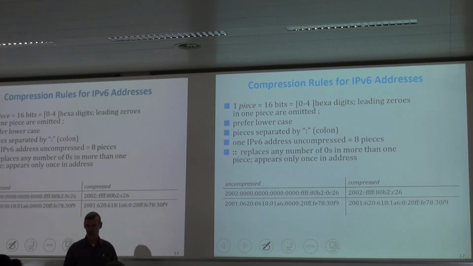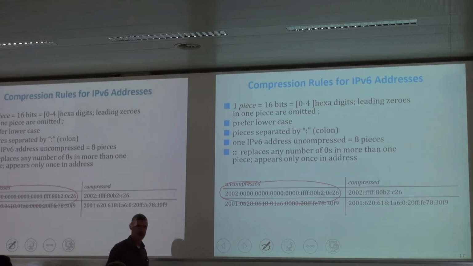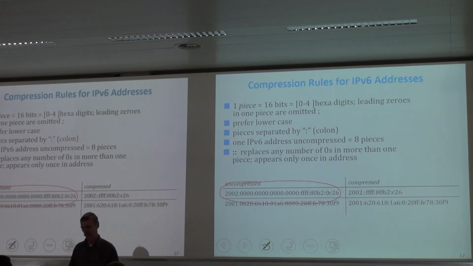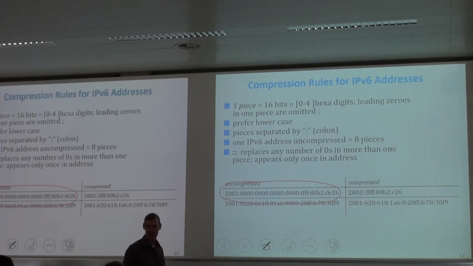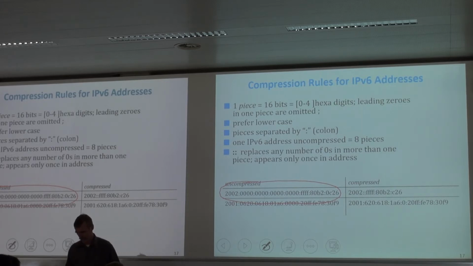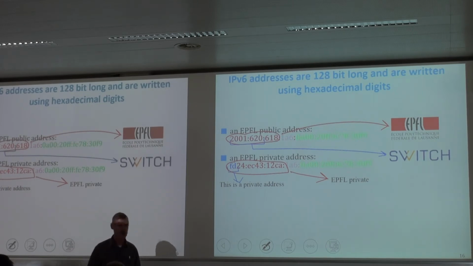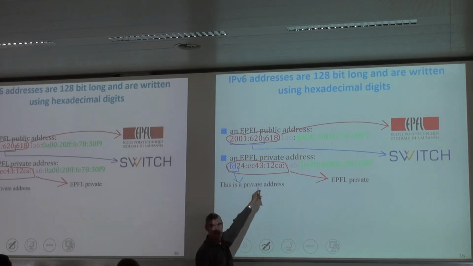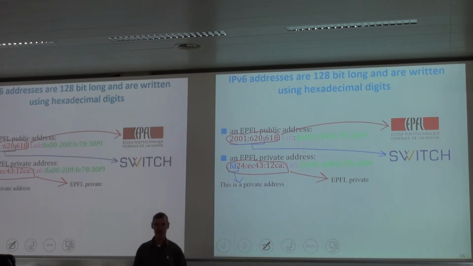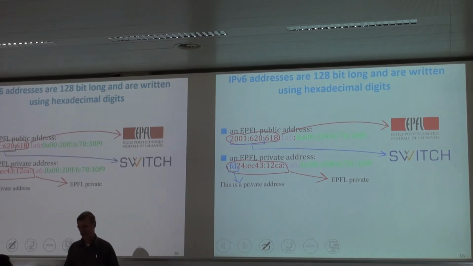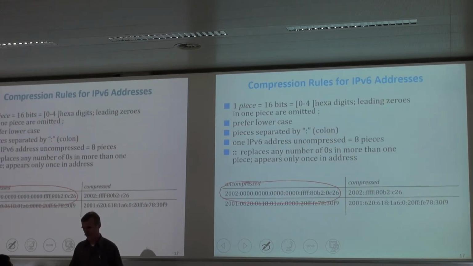Between the pieces we use colons as a separator. So here is, for example, an address 200200, etc. And then if there are many zeros, we can drop them. Any zero that is a leading zero inside a piece can be omitted. This is not visible in this address, but was visible here, for example. The 620 is in fact 0620, so there is a hidden zero. Inside a piece of 4 hexadecimal digits, we omit the leading zeros.